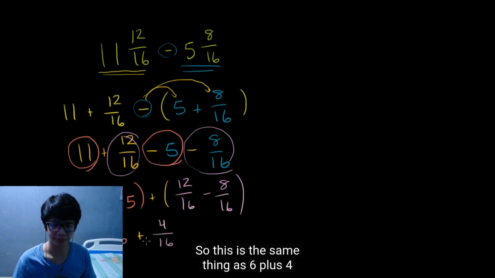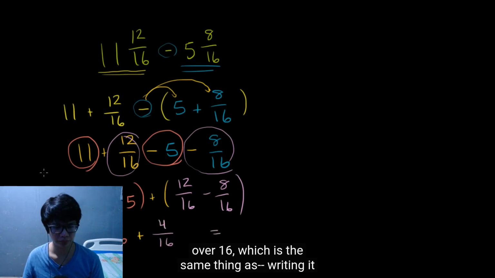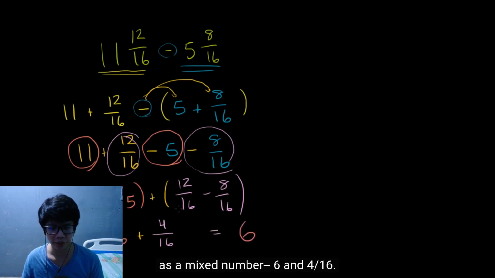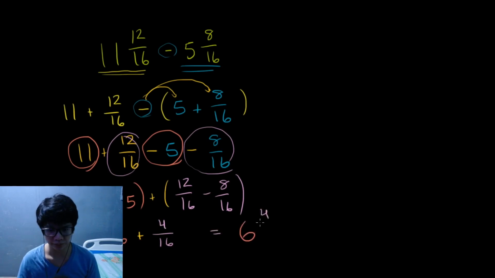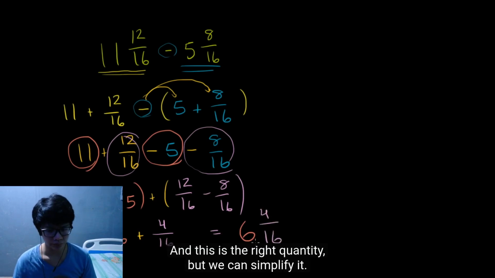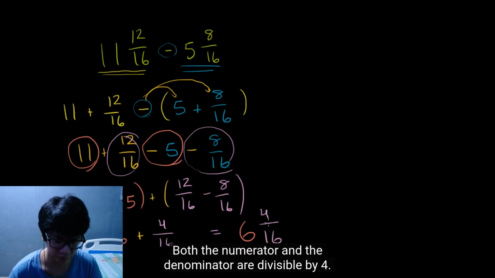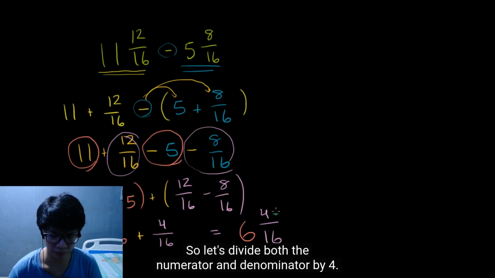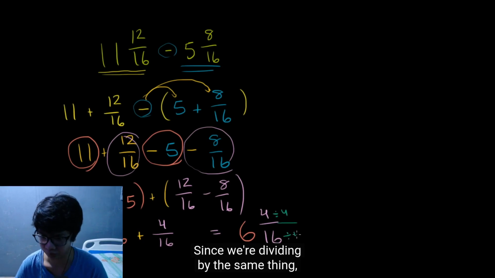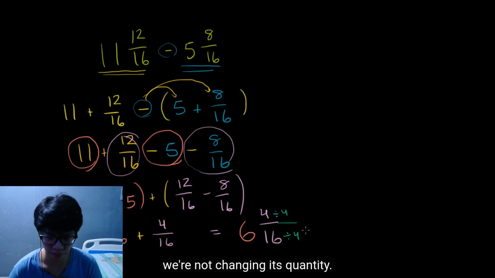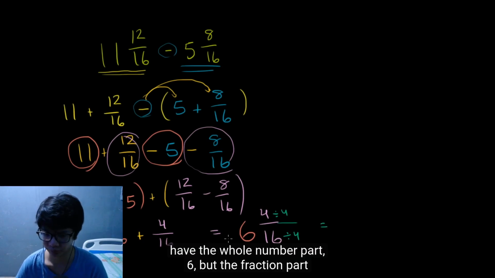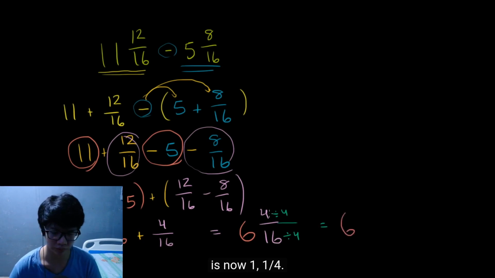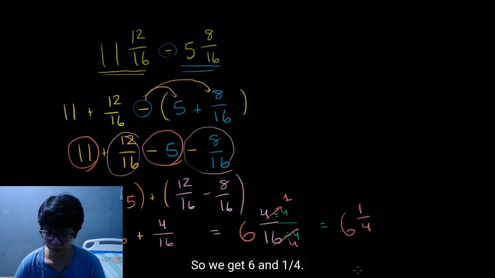So this is the same thing as 6 plus 4 over 16, which is the same thing as writing a mixed number, 6 and 4/16. And this is the right quantity, but we can simplify it. 4 over 16 can be simplified. Both the numerator and the denominator are divisible by 4. They both have the factor 4. So let's divide both the numerator and the denominator by 4. Since we're dividing by the same thing, we're not changing its quantity. And so this is equal to, we still have the whole number part, 6, but the fraction part is now 1 over 4. So we get 6 and 1/4.